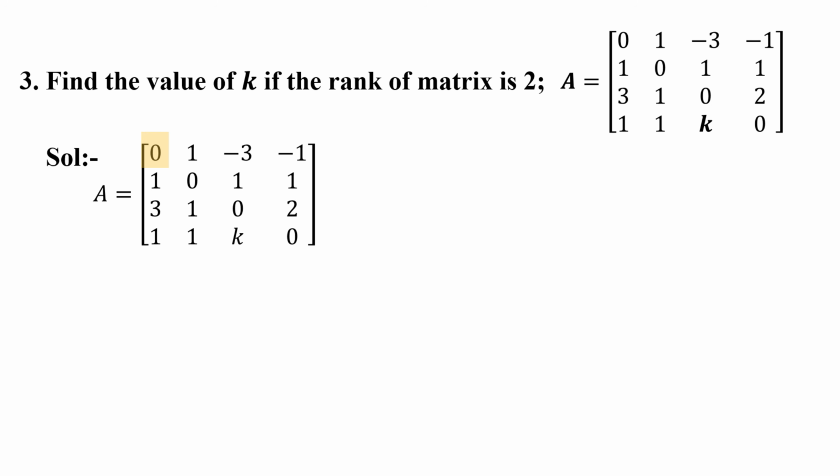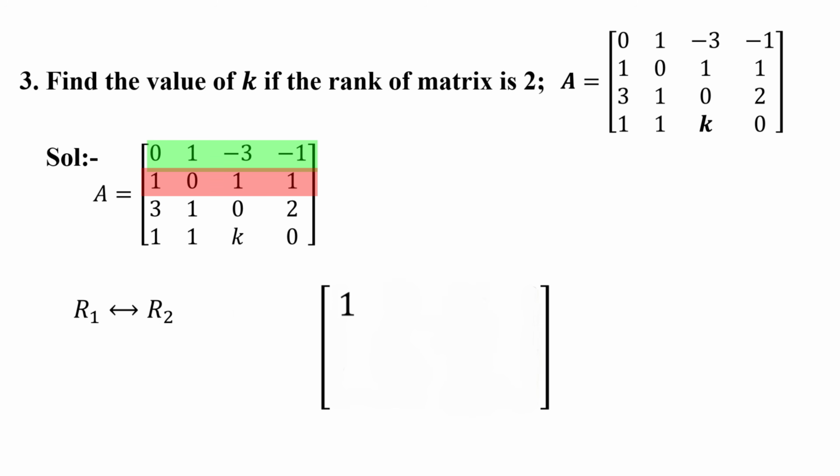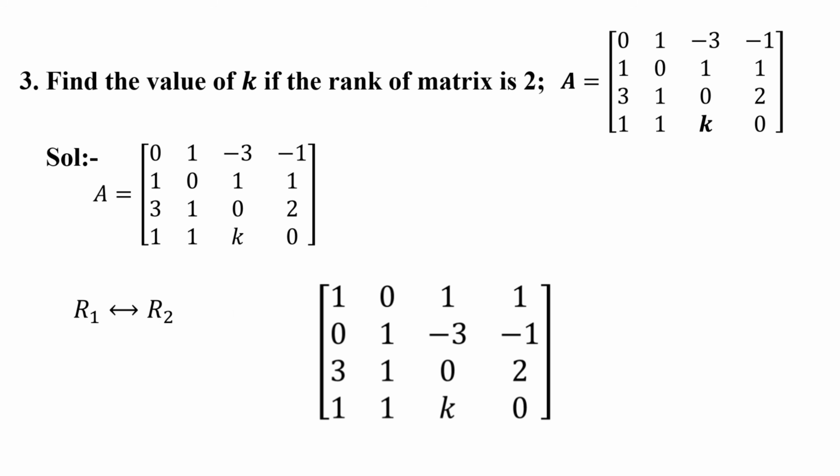First element is 0, we try to make this element as 1. So there are two ways with which this can be made. Either we can interchange R1 with R2 or R1 with R4. So interchanging R1 with R2, we get 1, 0, 1, 1, 0, 1, minus 3, minus 1. And the third and the fourth row will be written as it is.